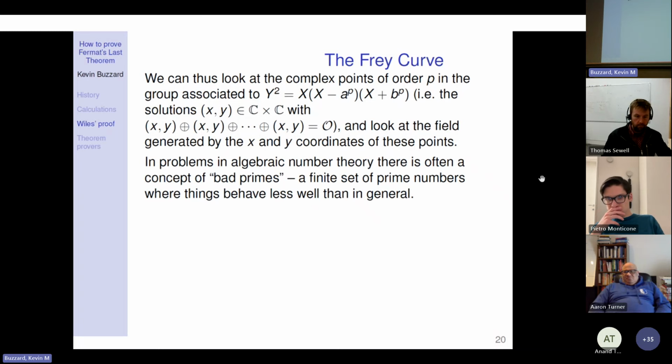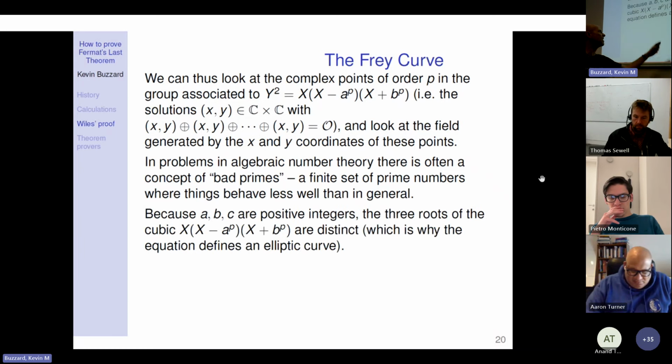And one thing we can ask about this number system is which primes are going to behave badly, which primes are going to become squares and cubes, which primes are going to start ramifying in this number system? And the answer is, if you know some general theory of elliptic curves, if the three roots become equal modulo some prime, then you've got a problem.